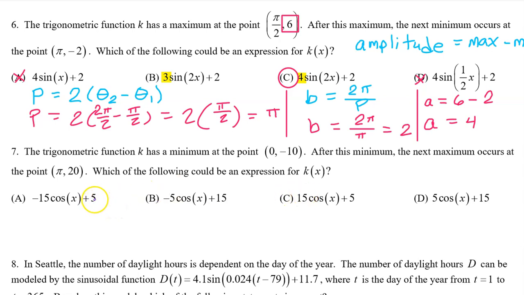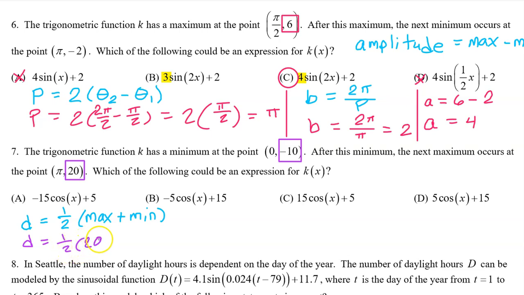We do notice that we have different d values. We have different midlines. So let's use the information we have to calculate the correct midline and use that to eliminate 2 of these options. The middle value, the d value, is the average of the max and min. So that's max plus min divided by 2. The maximum value is 20, and the minimum value is negative 10. So the d value will equal 1/2 times 20 plus negative 10, or 20 minus 10.